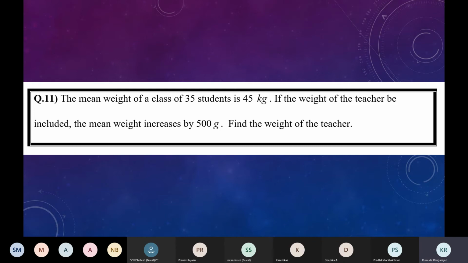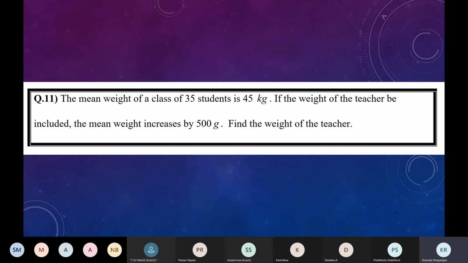Okay, so what's the new mean? 45.5 kgs. Now how many people? 36 people, ma'am. Now, 35 students plus one teacher, 36. So the number of observations, the number of people here, is 36.